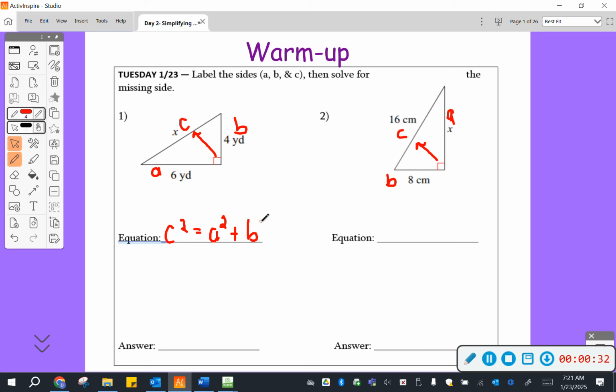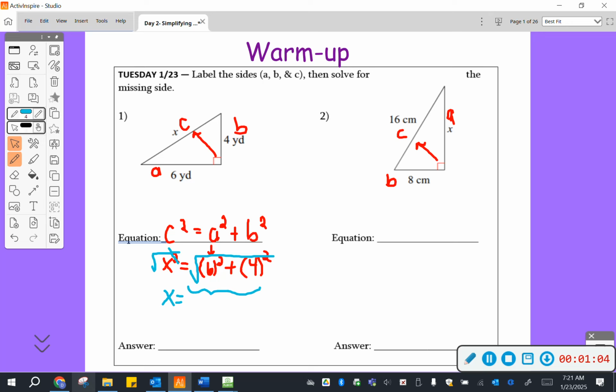What is my C here? X. So I can just leave it as X, or I can put X squared. What's my A? 6 squared. And again, this is nowhere on your paper, you're just looking up. And what's my B? 4 squared. And then what do I do to get X by itself here? We square root both sides. And then you're just going to put this right here in the calculator.